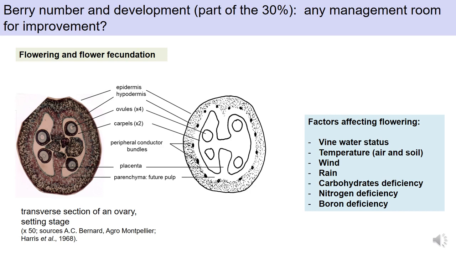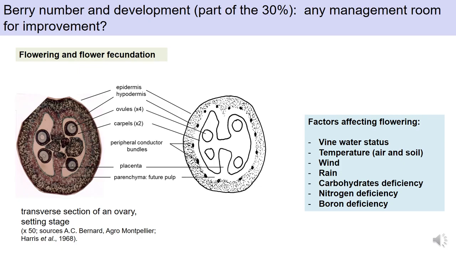These are transversal sections of a flower, of the ovary of a flower. And you see that within an ovary you have 4 ovules. And as I said, just one normal seed is enough for a berry to grow normally, to develop normally. So just one fecunded ovule is enough. And again, this is a very important stage looking at yield component. This stage is part of the 70%. And this stage will determine the number of berries per cluster.